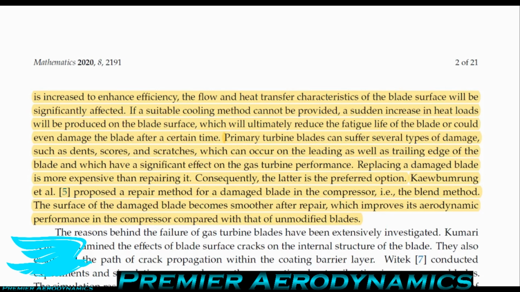Primary turbine blades can suffer several types of damage, such as dents, scores, and scratches, which can occur on the leading as well as the trailing edges of the blade and which have a significant effect on the gas turbine performance. So replacing the damaged blade is more expensive than repairing it.